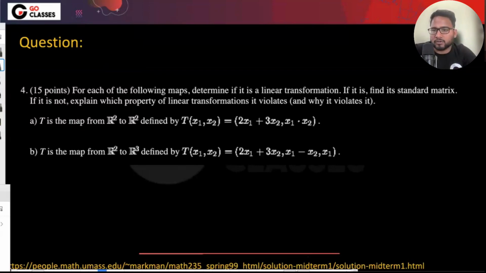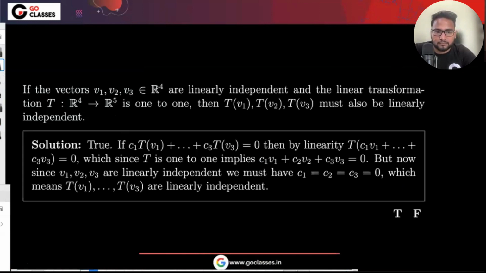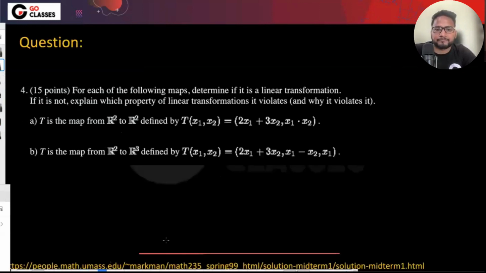So let's now do this question. Tell me if it is a linear transformation or not. R2 to R2 and something like this. Tell me, is this linear? What do you think? This is not a linear transformation because of this multiplication.